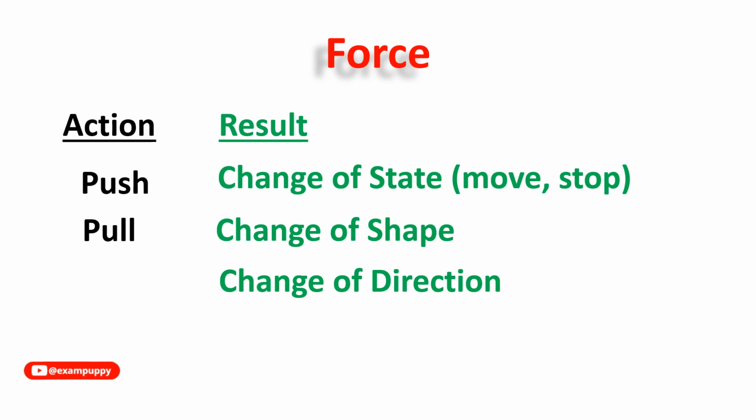And we can see the results as change of state. When we say change of state, that means that if the body is at rest, then by applying force we can move it. If it is moving, then we can apply force and we can stop it. And we can also change the shape by applying force to it, and we can also change its direction. So we will see different examples of forces.